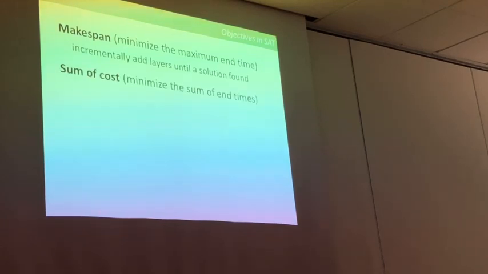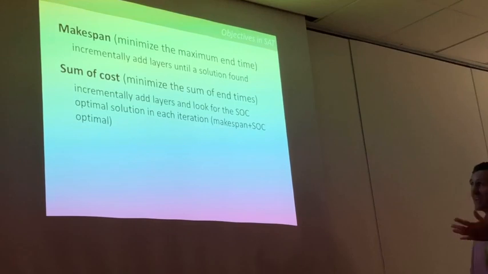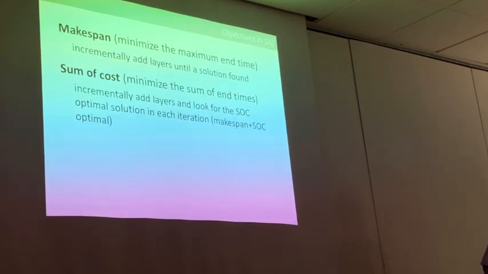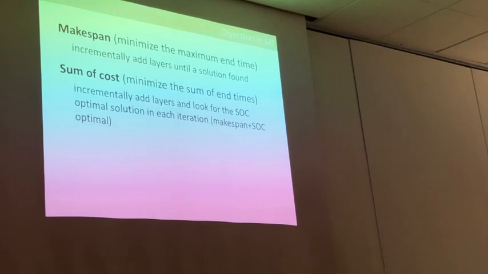For sum of costs, it's more tricky. One easy thing is that we can first find the best makespan, and then optimize the sum of cost. But it obviously does not mean that we get the best sum of cost. It's like lexicographic ordering: makespan and then sum of cost.